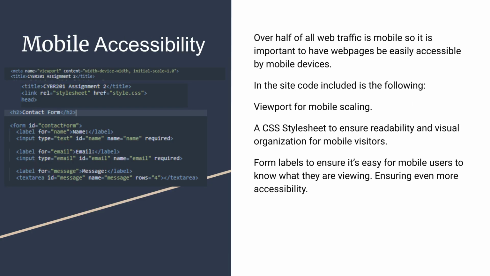In our next slide here, we have mobile accessibility. Since over half of our web traffic is mobile, it is important to have web pages that are easily accessible by mobile devices. In the site code, we included the following: viewport for mobile scaling, a CSS style sheet to ensure readability and visual organization for our mobile visitors, and form labels to make sure mobile users know what they're viewing.